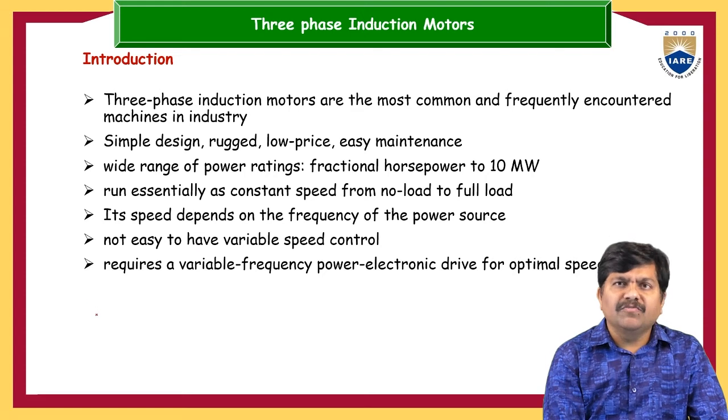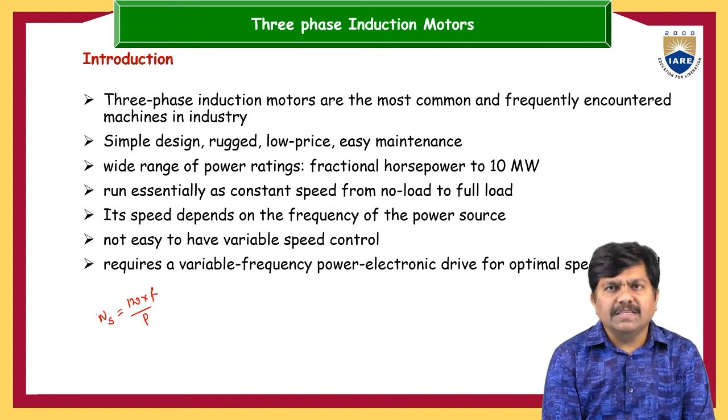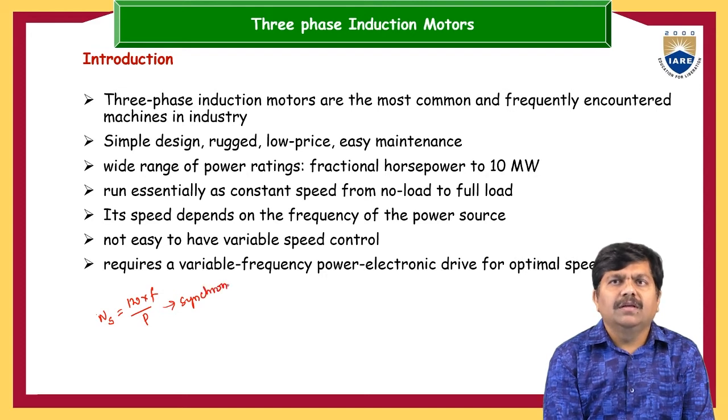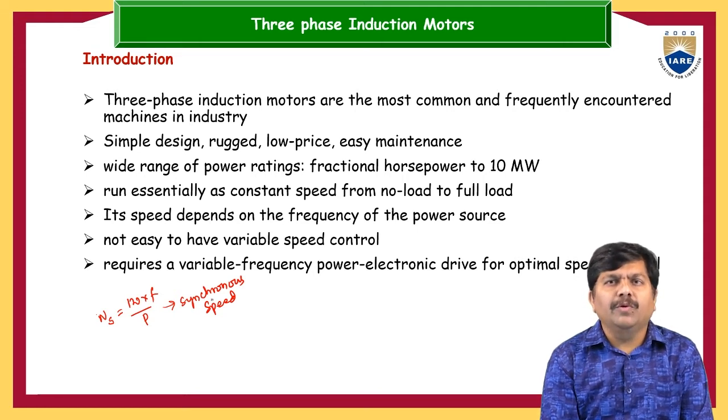Generally, there is a formula used to calculate the synchronous speed, that is 120 into F by P. So 120 is a constant, F is nothing but the frequency and P is nothing but the number of poles. This speed is normally called the synchronous speed. This is the maximum rated speed the motor can achieve or try to achieve.